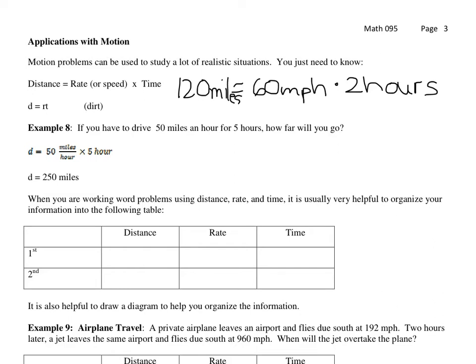So distance equals rate times time. If you drive 50 miles an hour for 5 hours, how far will you go? 50 miles an hour times 5 hours. Notice that the hours cancel. You're left with miles, so you get 250 miles.